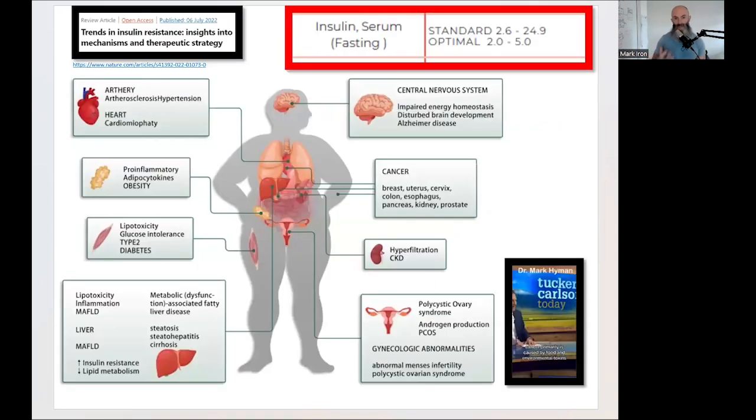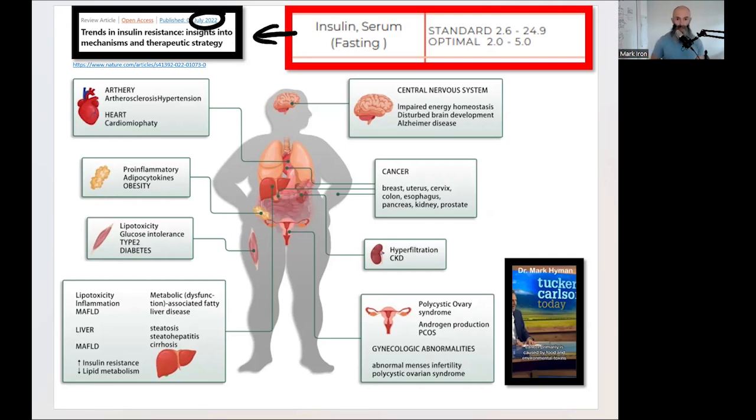Now, insulin resistance is very easy to correct and reverse. The medical system says no, it's not. You can't. You need these drugs because it's a multi-billion-dollar-a-year industry, but you can fix it. Like right here, 2022, new research. They don't want you to know about this. This is behind a paywall. You've got to pay to see this information. Trends in insulin resistance, insights into mechanisms and therapeutic strategies to fix this.